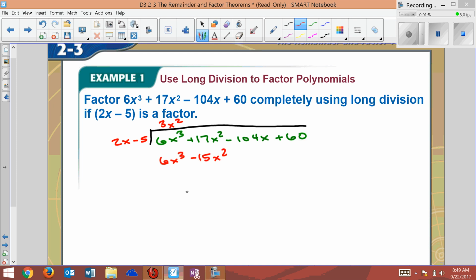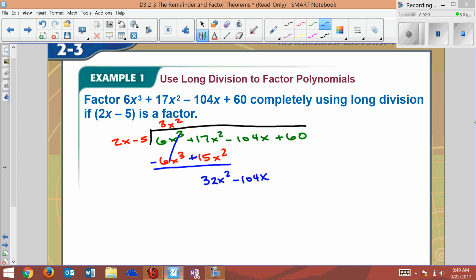Now the rule with division that people forget when we get here, just because this is more complex, but in simple division you do this automatically, is we always subtract these. So what that means is we need to switch every sign before we continue. So that's just a rule of division. That sign switches, so those go away, and now I'm left with 32x squared, and I pull down my next term, minus 104x.